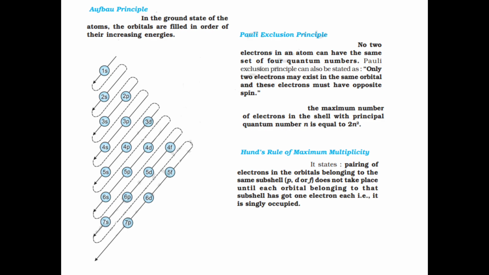Next comes Hund's rule of maximum multiplicity. The pairing of electrons in orbitals belonging to the same subshell does not take place until each orbital belonging to that subshell has got an electron each, that is, it is singly occupied. So Hund's rule states that the system with maximum multiplicity has the lowest energy.